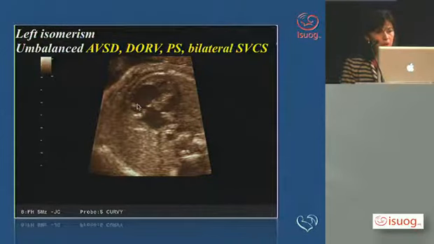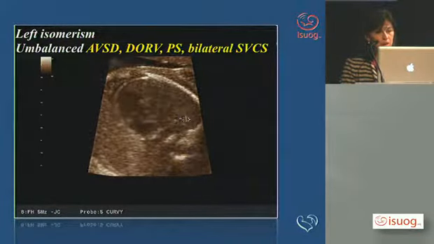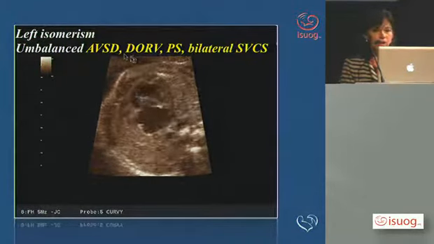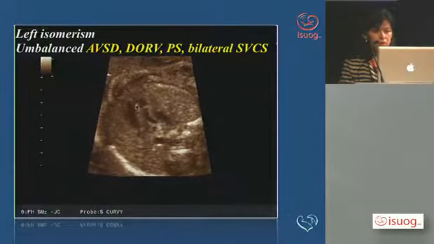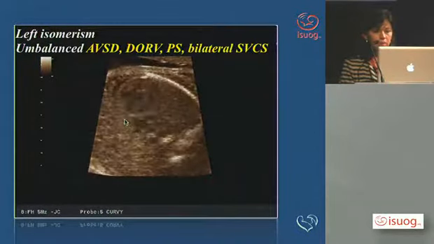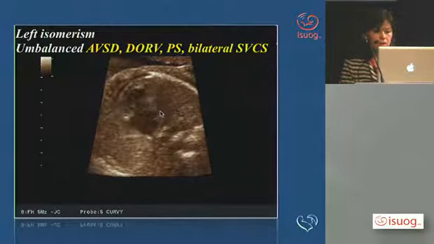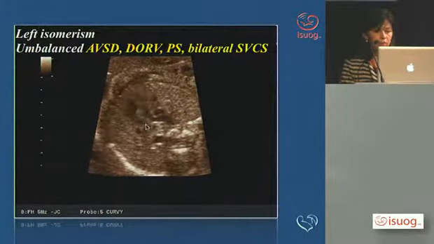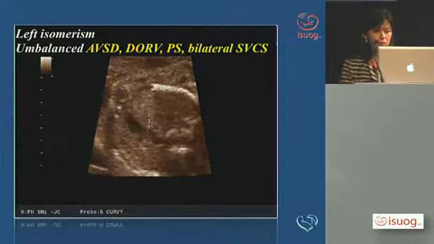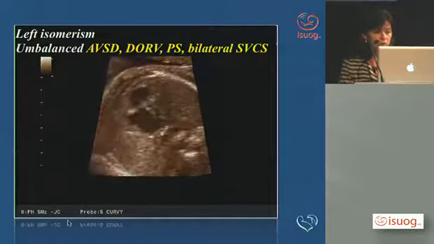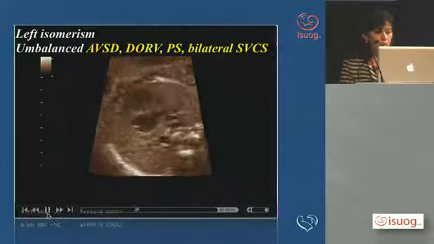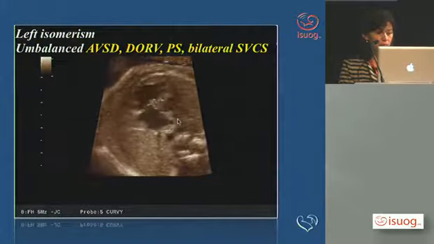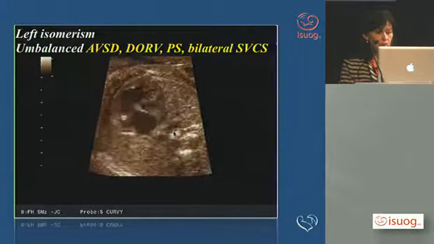One more. Unbalanced atrioventricular septal defect. So I've highlighted the things that are coming again. AVSD, double outlet right ventricle. You see here the two vessels coming parallel, big aorta. Unbalanced because one ventricle is bigger than the other. Common valve, two arteries, aorta bigger, pulmonary artery smaller, and right at the end we have bilateral superior vena cava as well. You see the azygos vein there.